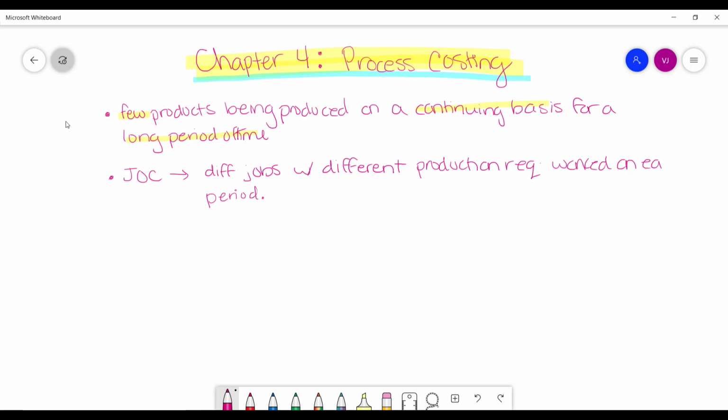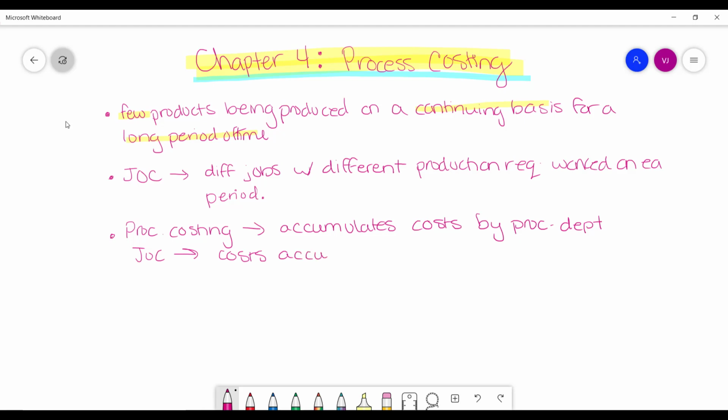Process costing, on the other hand, we don't accumulate these costs per job because we are making a bunch of the same products at the same time. So for this reason, process costing accumulates costs by processing department, where with job order costing, costs are accumulated by each job.